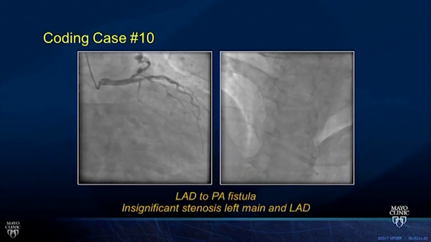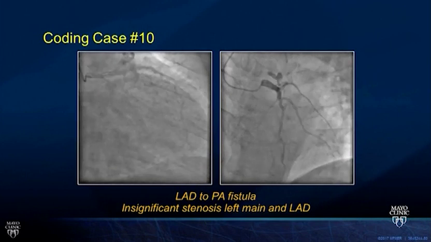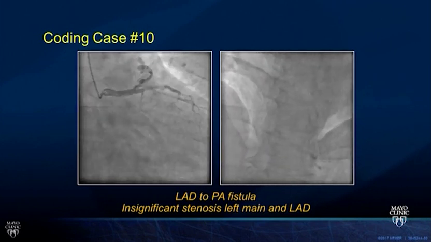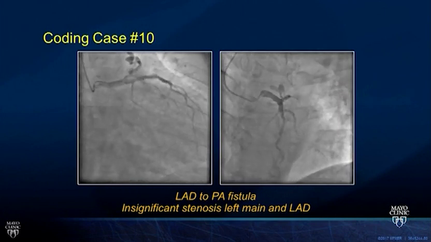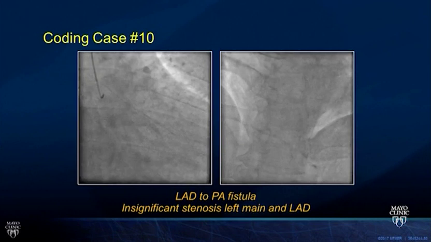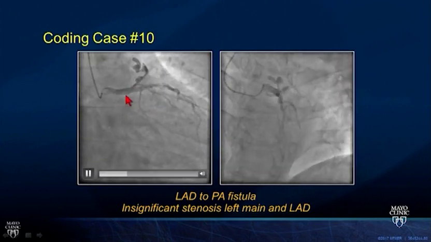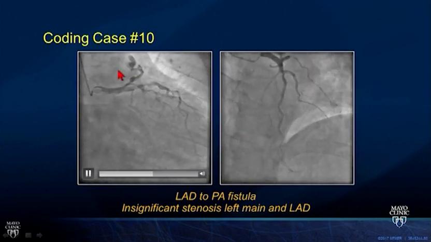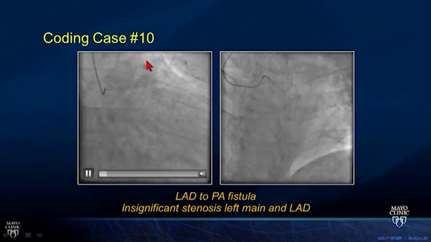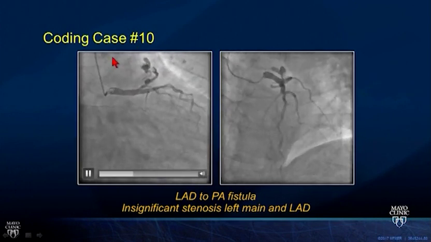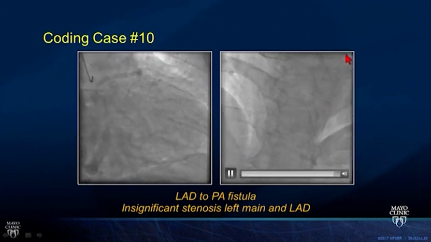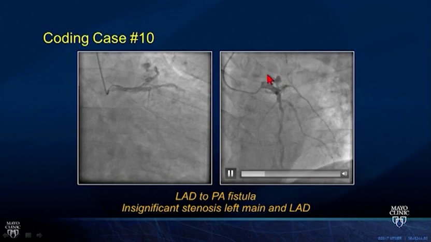All right, the key here is fistula. So we didn't tell you that the patient had a continuous murmur, but if the question stem mentions that they have a continuous murmur on physical exam, that'd be another clue. But here you see that there's an unusual branch coming off superiorly from the LAD, and it's going to an anterior structure where the pulmonary artery typically will lie. And you see it again in the LAO cranial view as well.